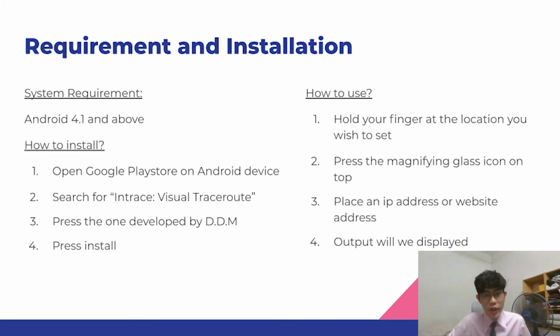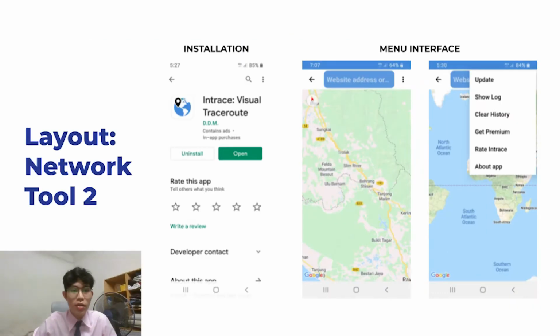Okay, for the requirement and installation, this app is only available on Android and requires Android 4.1 and above. To install the app, you need to open the Google Play Store on your Android device and then search for Intrace Visual Traceroute. Press the one that is developed by TDM and then just press install. When you open the app, this will be the first interface you see.